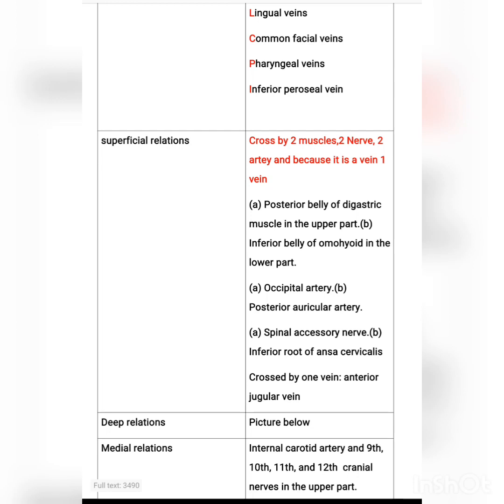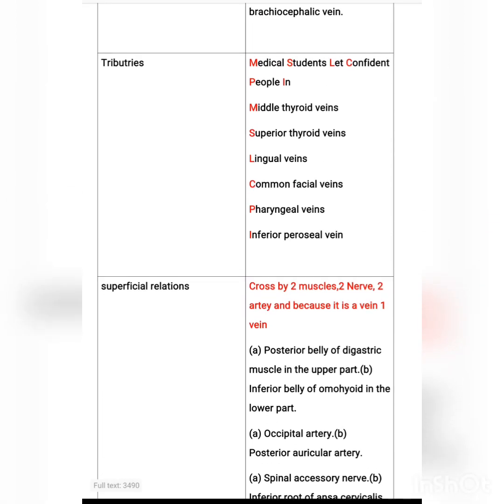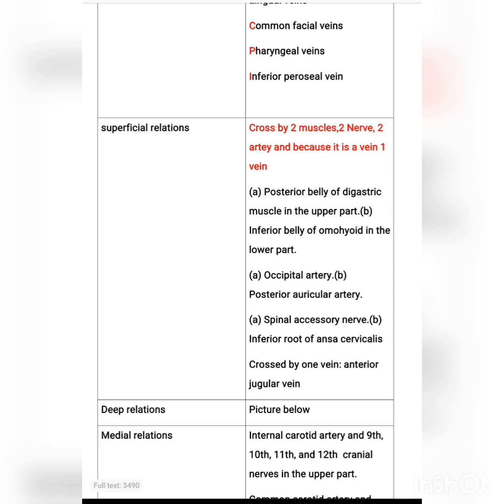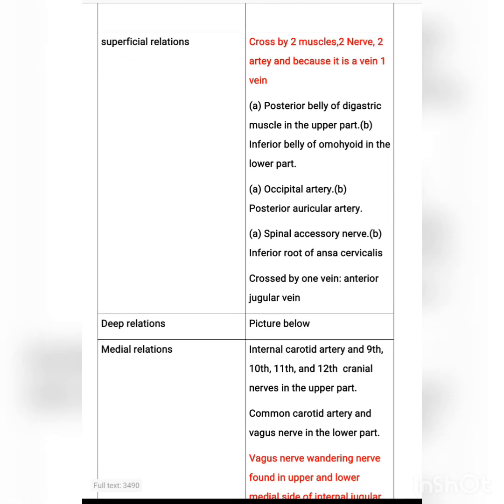And if you have watched the video on the anterior triangle, we said that the anterior triangle is basically formed by these two muscles, the digastric and the omohyoid. The internal jugular vein is crossed by the posterior belly of the digastric muscle and the inferior belly of the omohyoid muscle in the lower part. It is crossed by two arteries, which are the occipital artery and the posterior auricular artery. It is crossed by two nerves, which are the spinal accessory nerve and the inferior root of the ansa cervicalis. Then it is crossed by one vein, which is the anterior jugular vein.